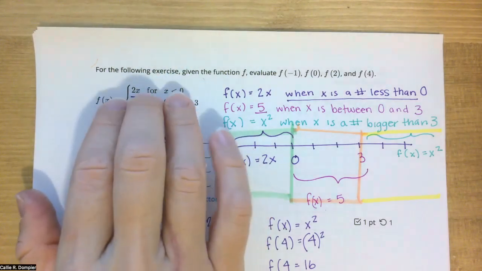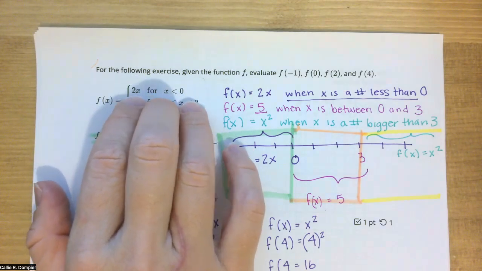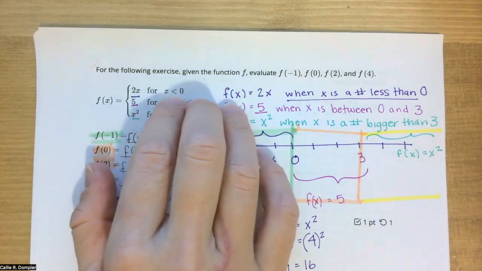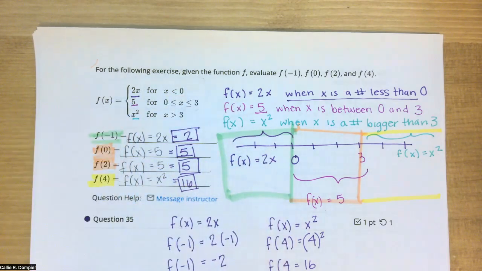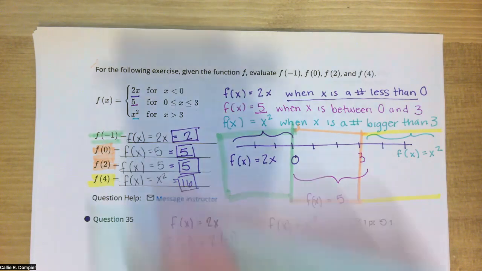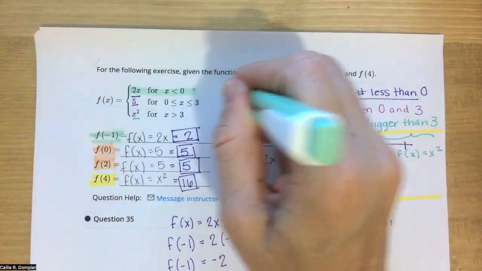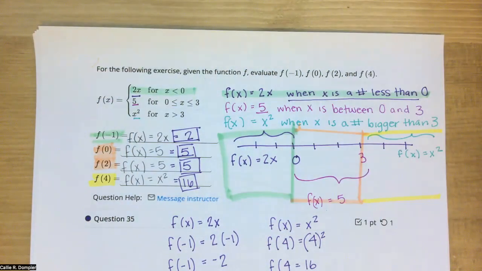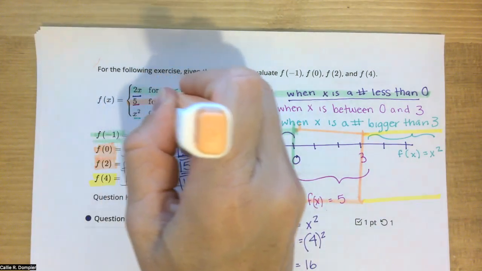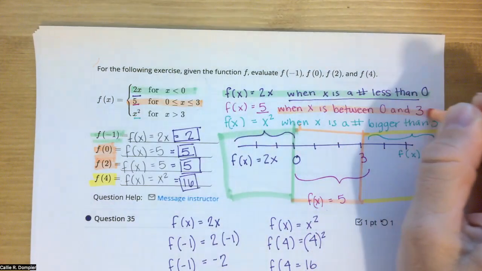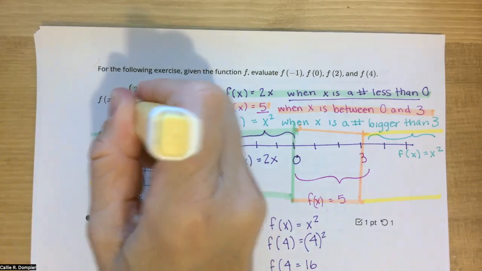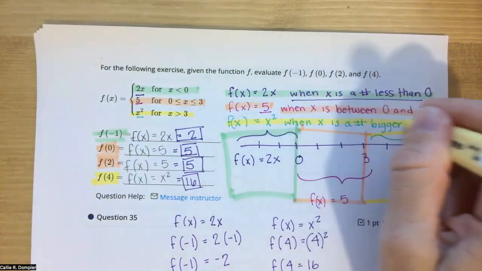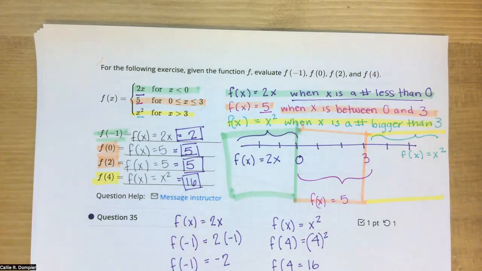You can figure out how to use these terms because you can decide 2x. When should I use 2x? I should use 2x for x is less than 0. Which one of these is less than 0? This one's less than 0, right? Maybe I should have highlighted that better, right? When should I use 5? When it is between 0 and 3. When should I use x squared? When they're talking about a number bigger than 3, like this 4.